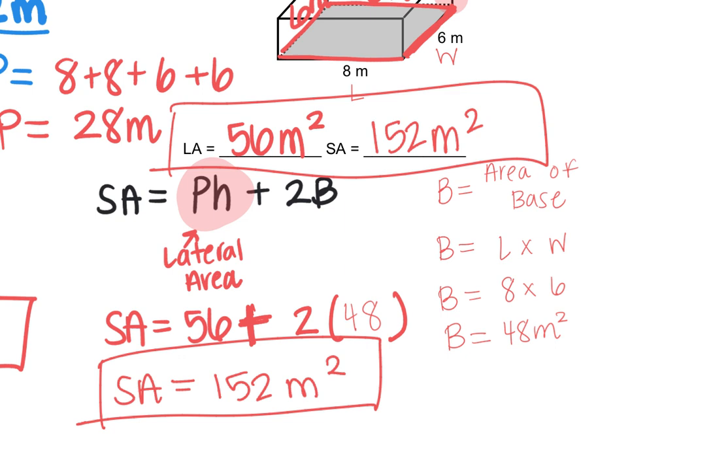Puse mi fórmula, PH más 2B, es mi fórmula. Yo sé que es PH. PH representa el área lateral, ¿ok? Ya la había hecho yo anteriormente, es 56 metros cuadrados. So yo hice ese reemplazo en mi fórmula. Puse 56 en vez de PH. Ok, y 2, ese ya es parte de la fórmula, ¿ok? Porque es 56 más 2B. B es lo que no sé qué es, ¿verdad?